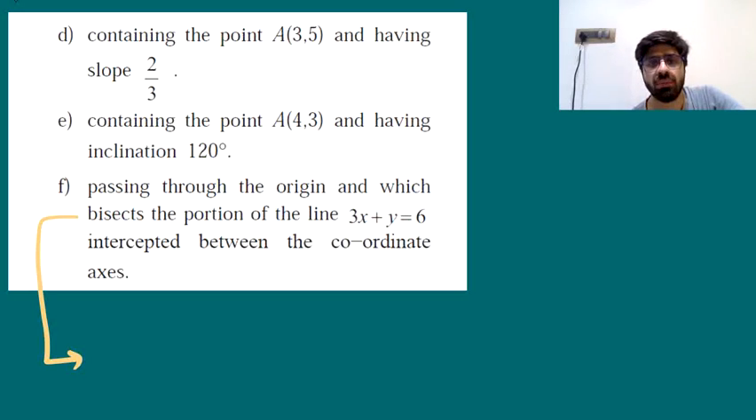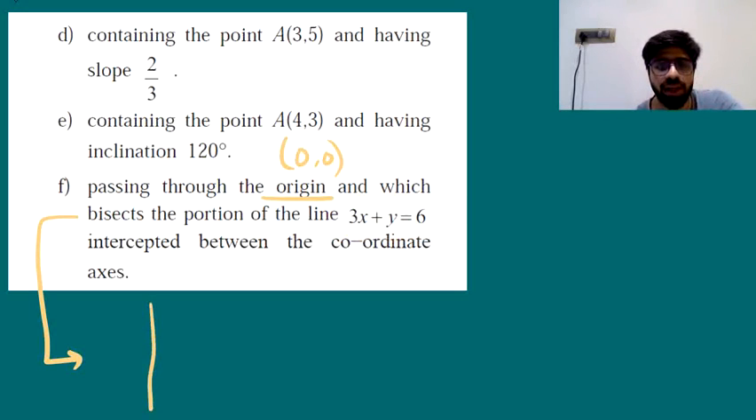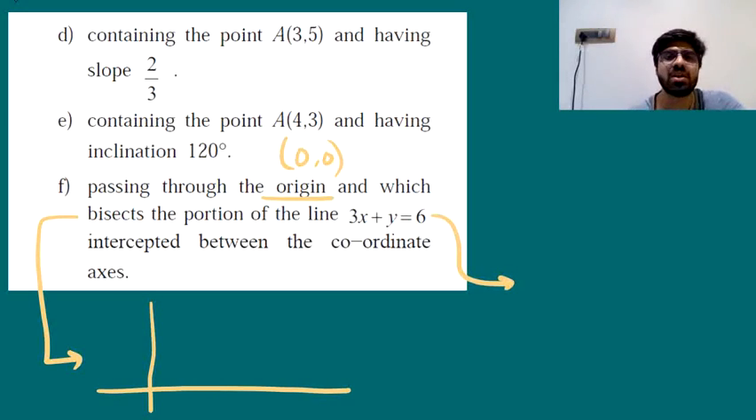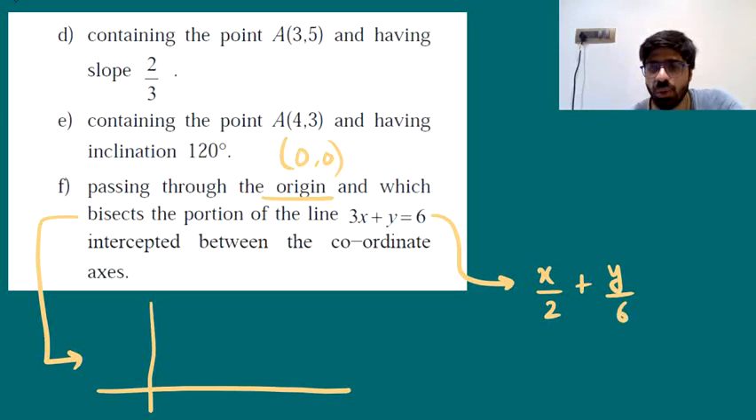Okay, so we know that one point through which the line passes will be the origin, and the other point is something which we can find from this remaining hint which has been given to us. The other point is bisecting the part of the line 3x plus y equal to 6 between the coordinate axis. So 3x plus y equal to 6. If you write this equation in the double intercept form, you can say that 6 comes on the left and the equation of the line will be x upon 2 plus y upon 6 equal to 1.